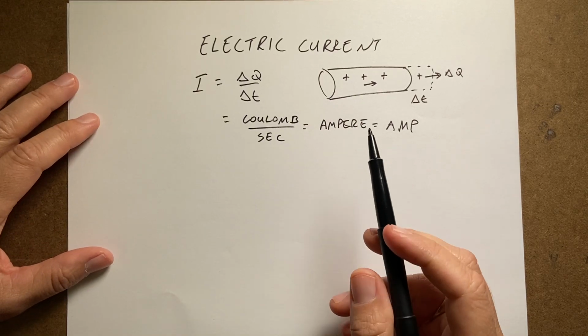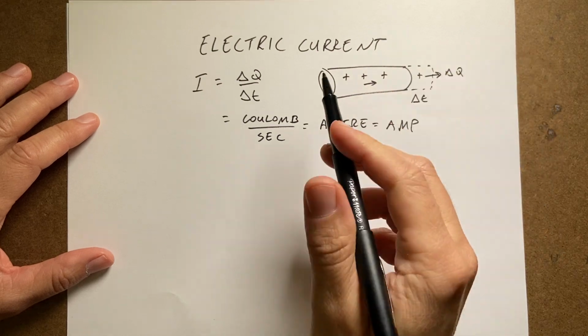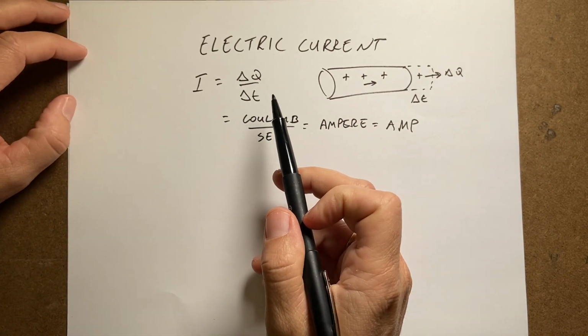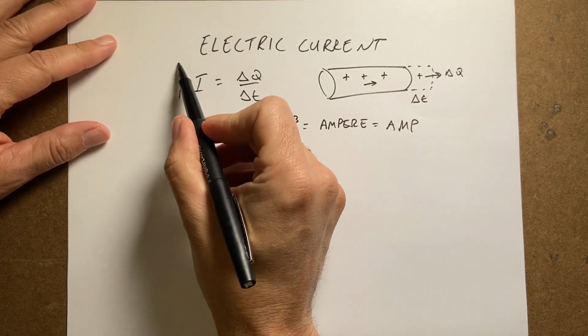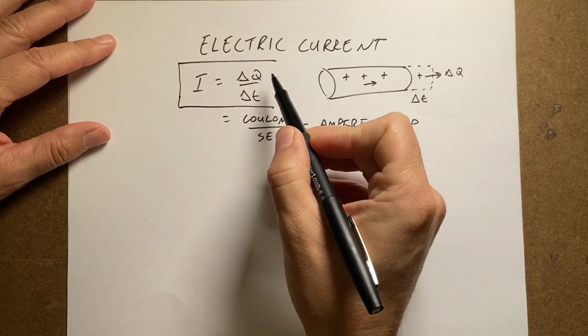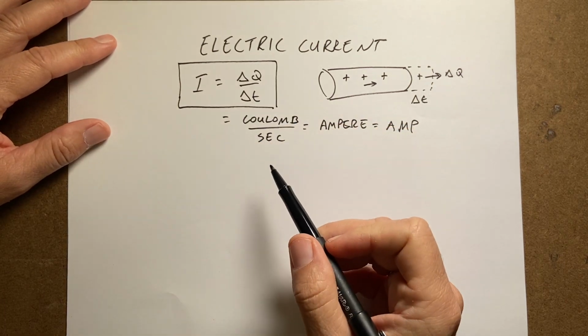Okay, electric current. There's my T. So let's just go ahead and define the electric current. The electric current is defined as the rate of change of charge. It's the charge flow rate.